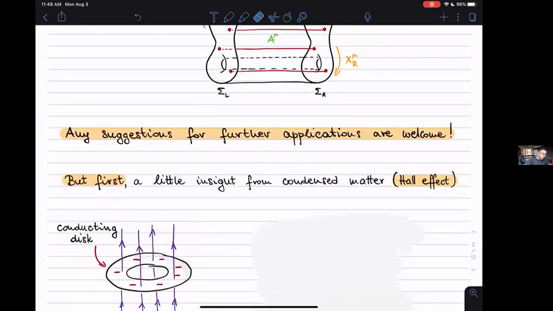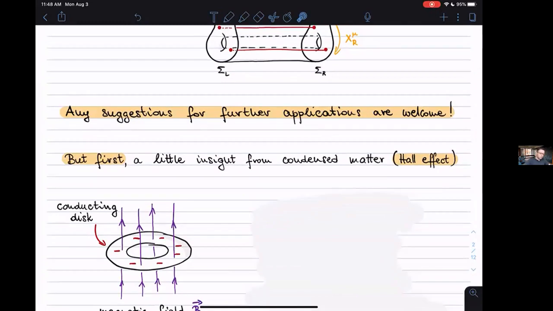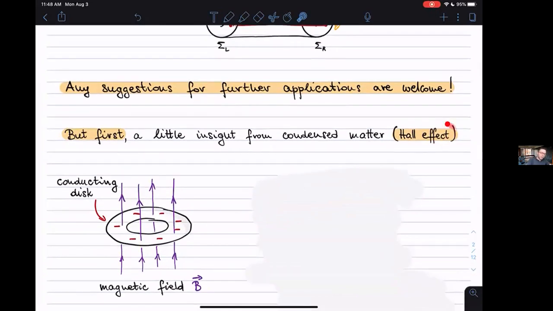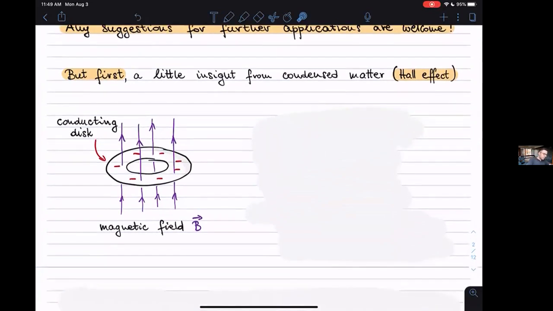Very good. So before we start, let's have a little insight from condensed matter theory. I promise that's something extremely basic. I will just remind you about something that we learned in the undergrad classes, which is the Hall effect. So let's consider a conducting disk, something looking like this, with an inner and outer boundary. So there are some electrons living on it. You can think of it as some metal, such as gallium arsenide.